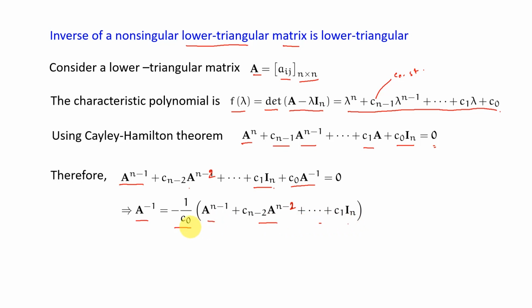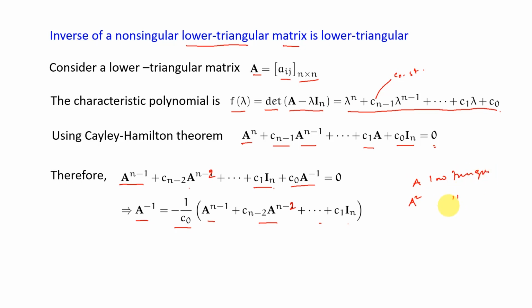This c naught can't be 0 for a non-singular matrix. There is no need to discuss it now, but you can see if you open up a book that c naught is actually the determinant of matrix A. So it is non-zero for a non-singular matrix. Now you can see that using the Cayley-Hamilton theorem, I have expressed A inverse as a series of the powers of A, and A is a lower triangular matrix, and I know that products of lower triangular matrices are also lower triangular.